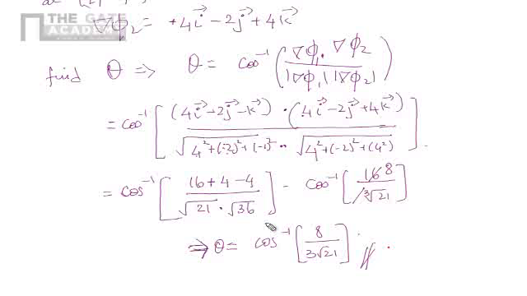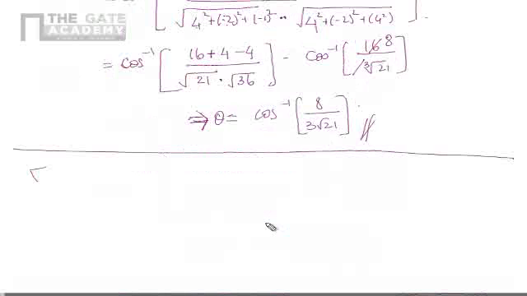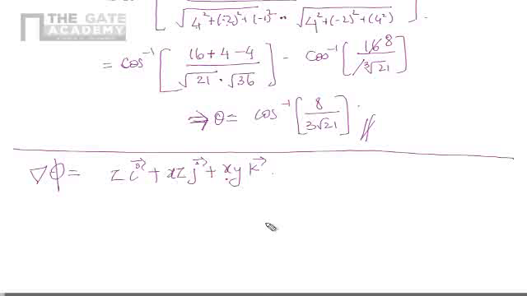Okay, this one is another interesting problem. Now we are going to solve one more problem. Here del phi is given to you. You are asked to find phi. Del phi is equal to yz i vector plus xz j vector plus xy k vector. Find phi. This is what is asked. This is another interesting problem.